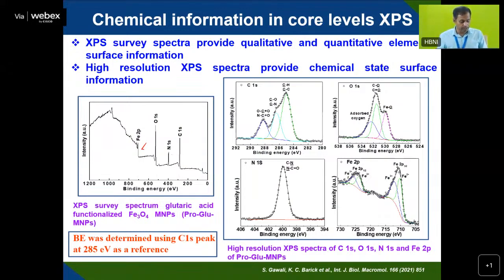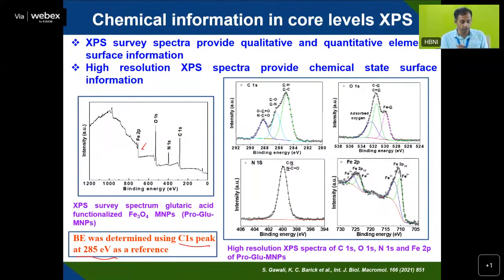When you go for XPS analysis, the binding energy is determined using the carbon 1s peak at 285 electron volts, or some people take 284.6. There may be instrumental shifting, either toward lower or higher binding energy. So first you have to standardize the data using carbon as the standard reference, or you can use gold Au 4f, which is also a standard. The commonly used one is carbon 1s.